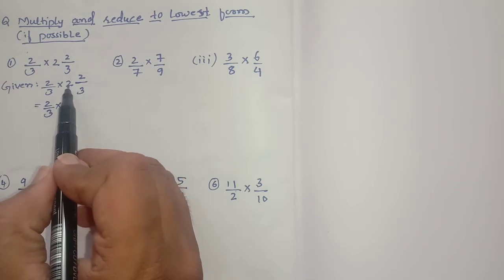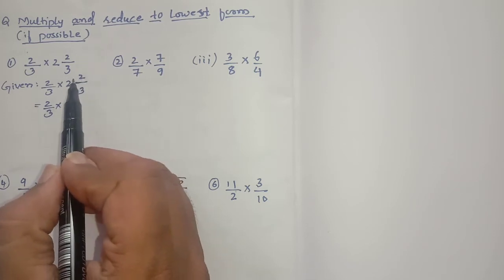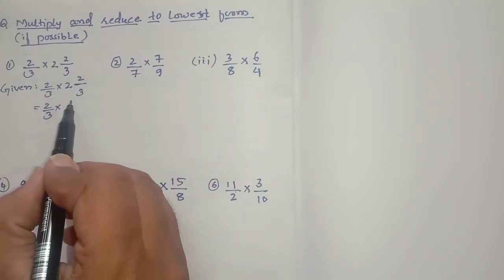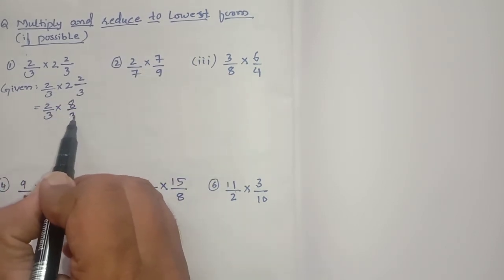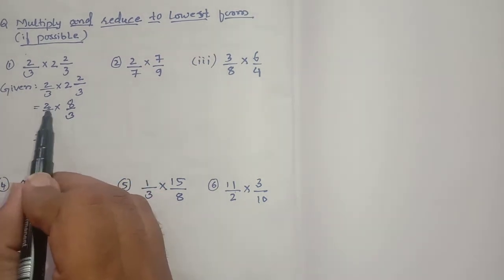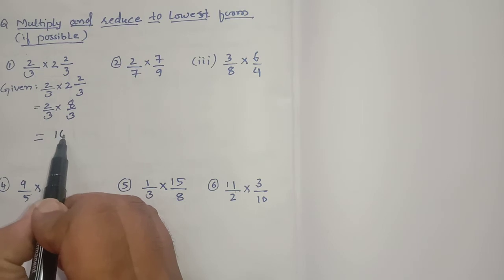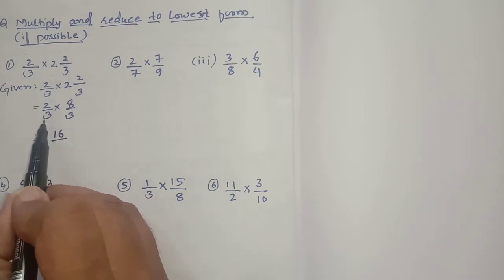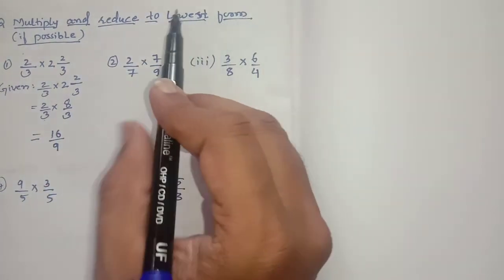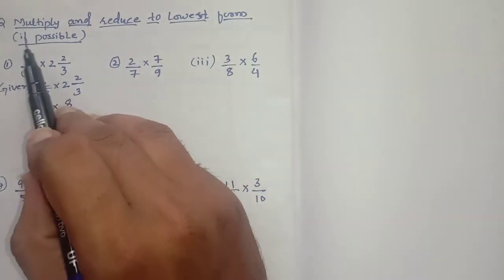3 2s are 6. Then 6 plus 2, 8. So this will be 8 divided by 3. Now 2 8s are 16 divided by 3 3s are 9, student. What is said? Reduce to lowest form if possible.